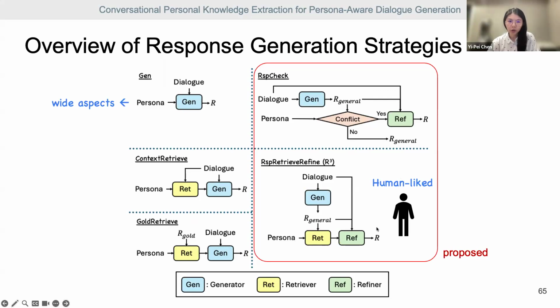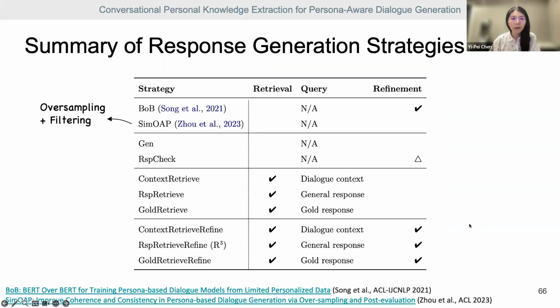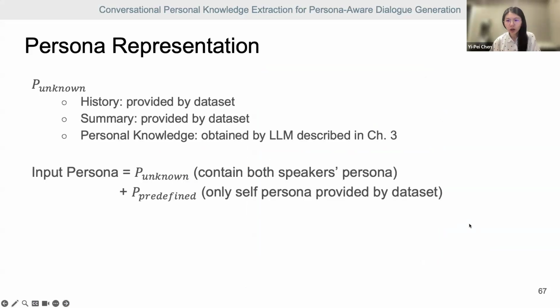Therefore, we propose to first generate the general response and then refine it based on the personas relevant to this general response, to create a more human-like personalized response. We also compared different persona representations: the raw dialogue history, the summary of each dialogue history, and the proposed personal knowledge. The final persona inputs are the unknown personas from the dialogue history and the predefined personas.